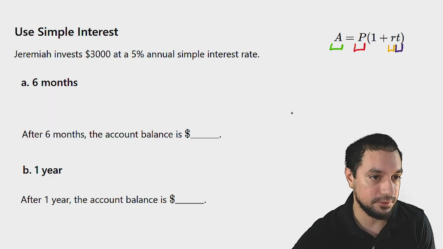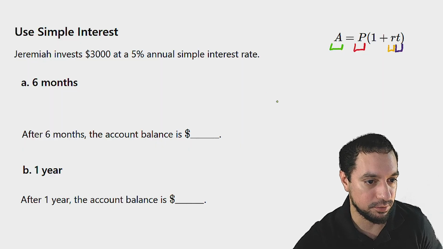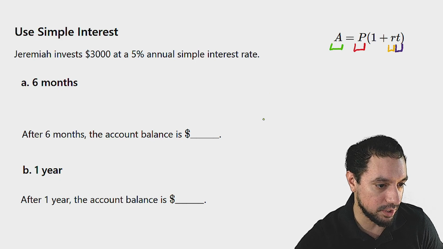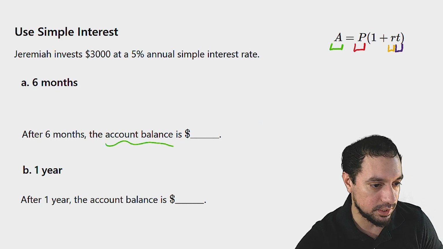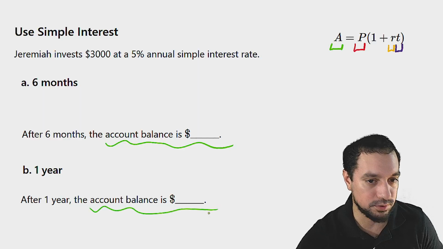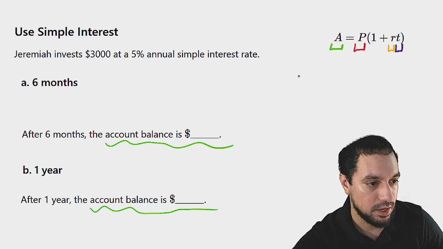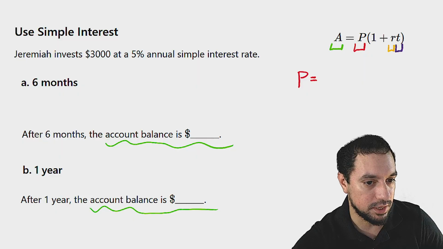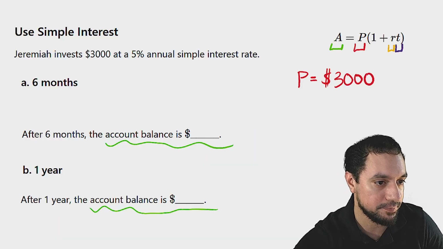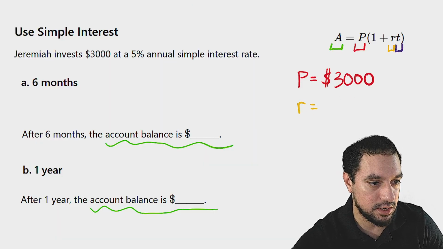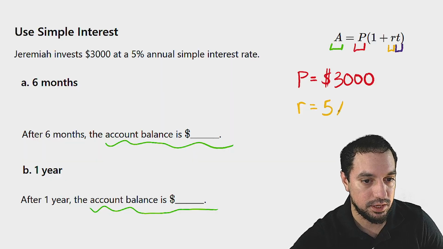So let's see if we could figure out the value of some of these variables. It looks like on all of these, we're looking for the ending account balance, so we're actually solving for A. P is going to be, again, our starting amount. Our starting amount is $3,000. Good amount of money to invest. Our interest rate is 5%. Now, when you go to use your interest rate, you can't use it as a percentage. So you need to make sure to convert it to a decimal.